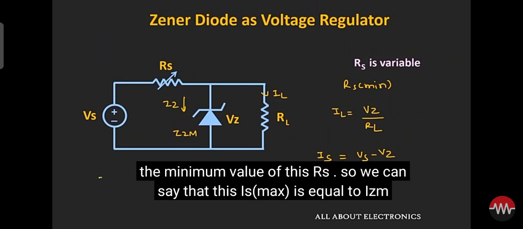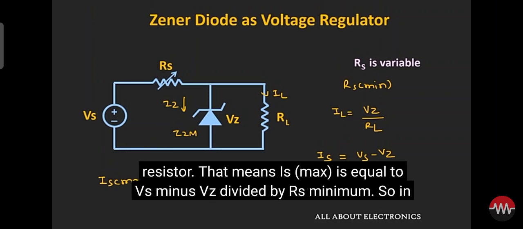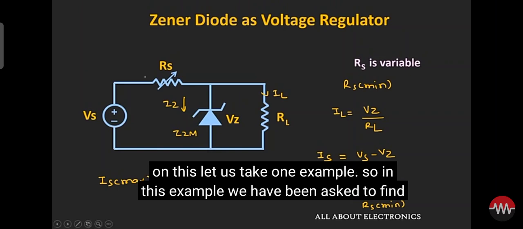So we can say that this Is max is equal to IZM plus IL. And from this Is max, we can find the value of this minimum series resistor. That means Is max is equal to (Vs minus Vz) divided by Rs minimum. So in this way, we can also find the minimum value of this series resistor. So based on this, let us take one example.